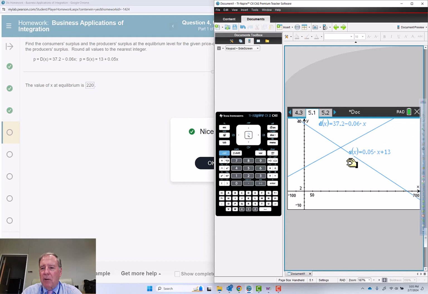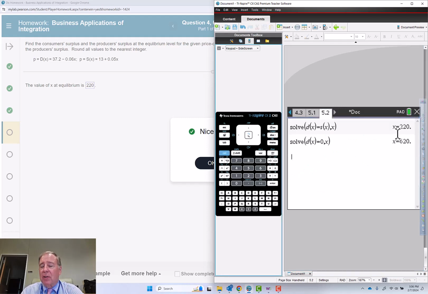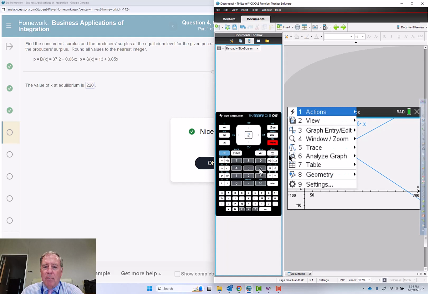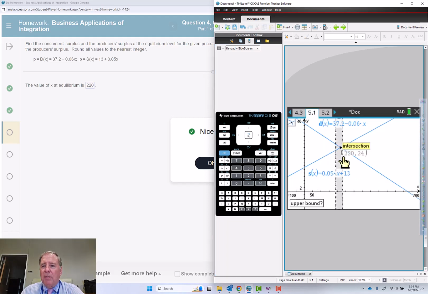This is the demand curve. This is the supply curve. And I need this intersection because I need that price point, the equilibrium price. I do already know what the x is going to be, 220. And I could have found that by doing either of these functions at 220. So $24 per unit is the price, and we can check that, menu 6, 4, and I'm expecting 220, 24.